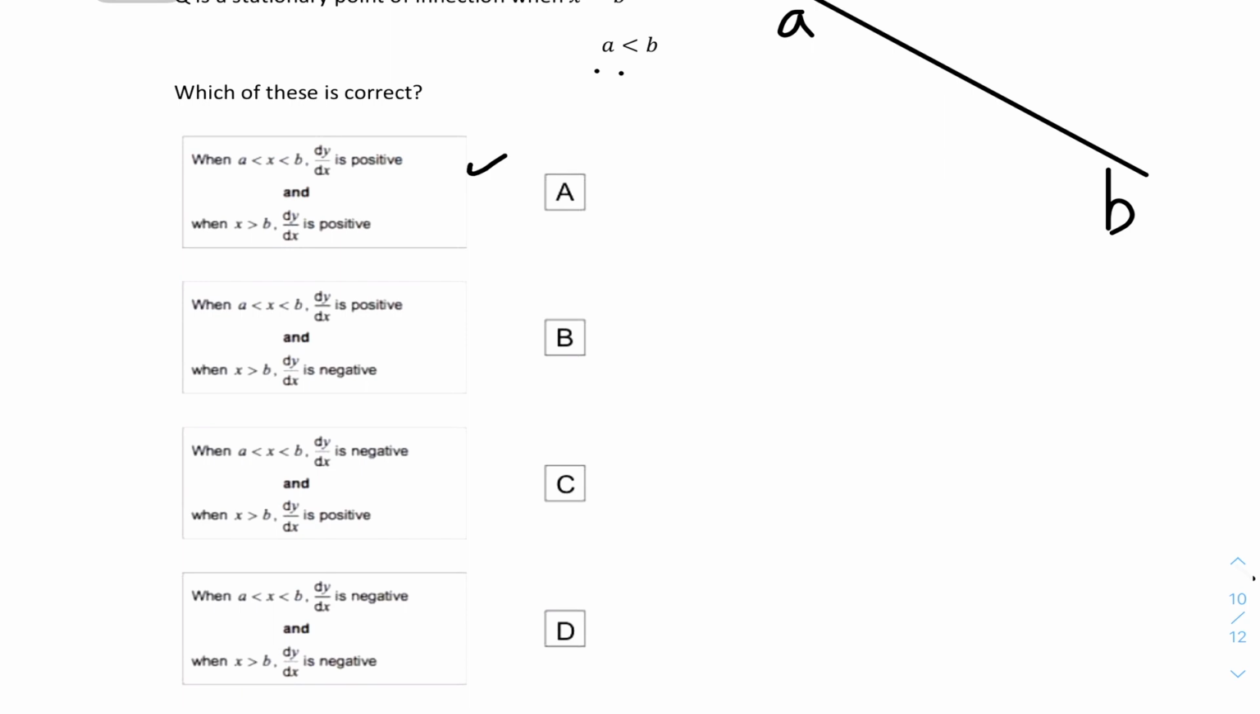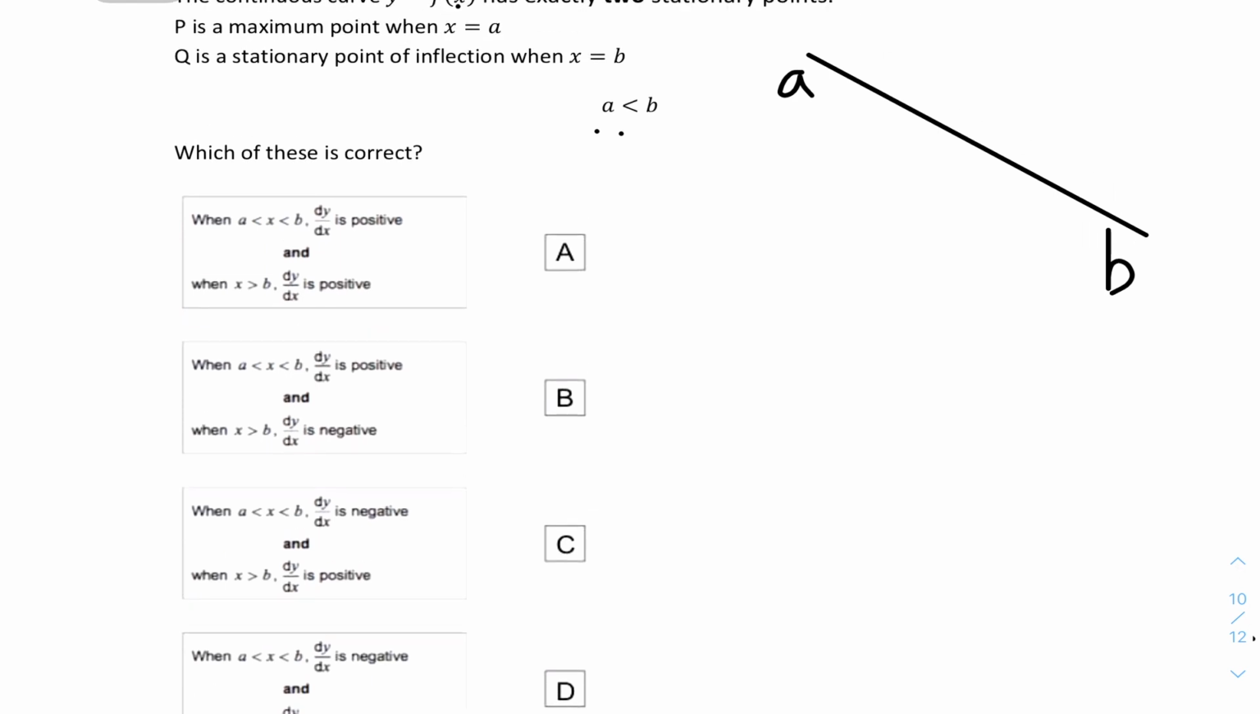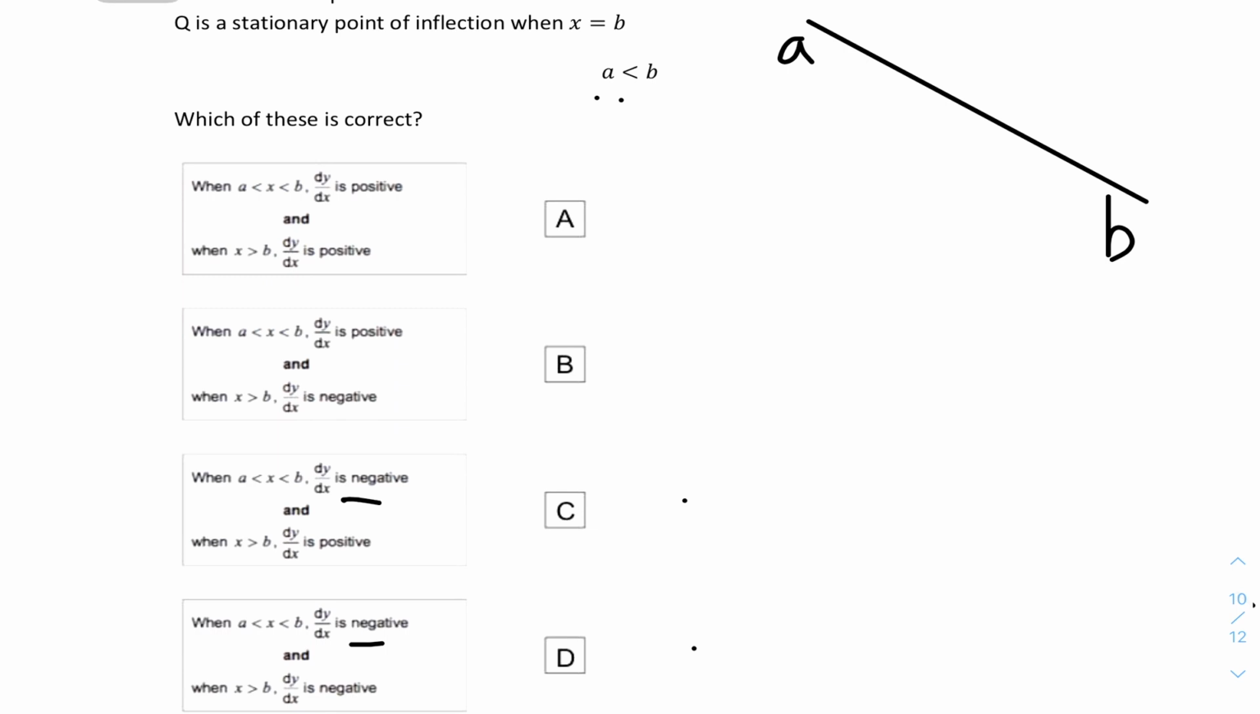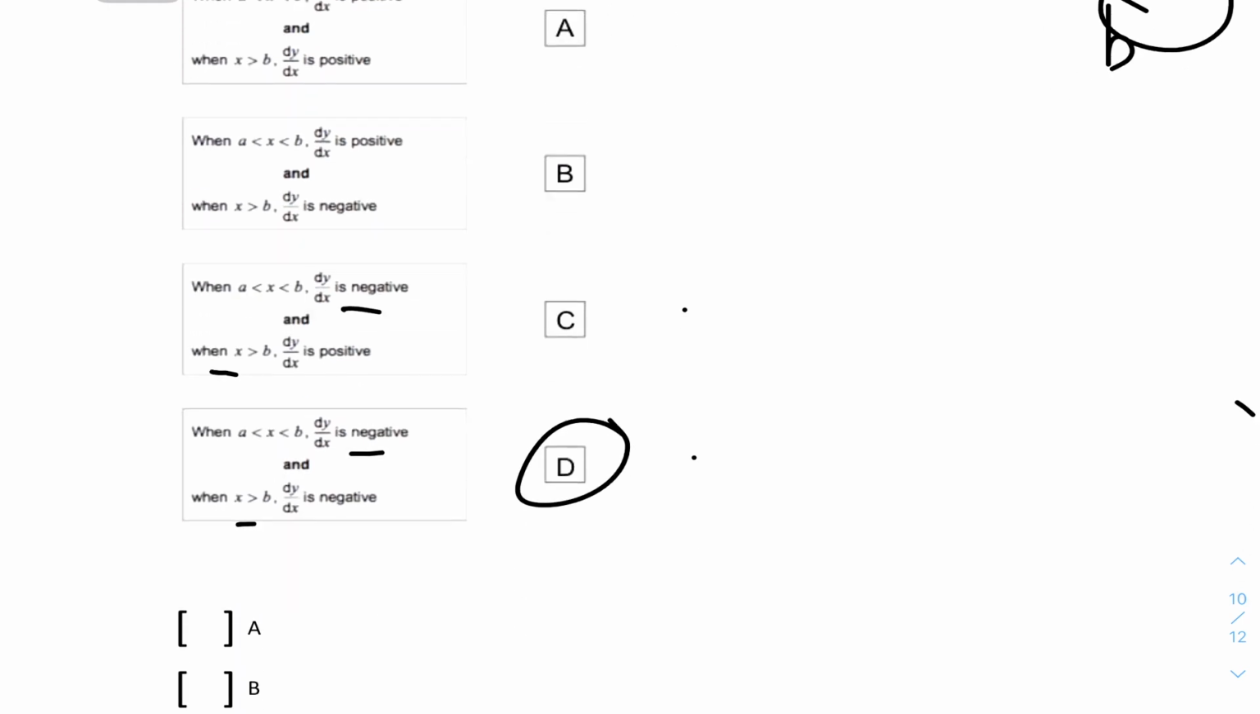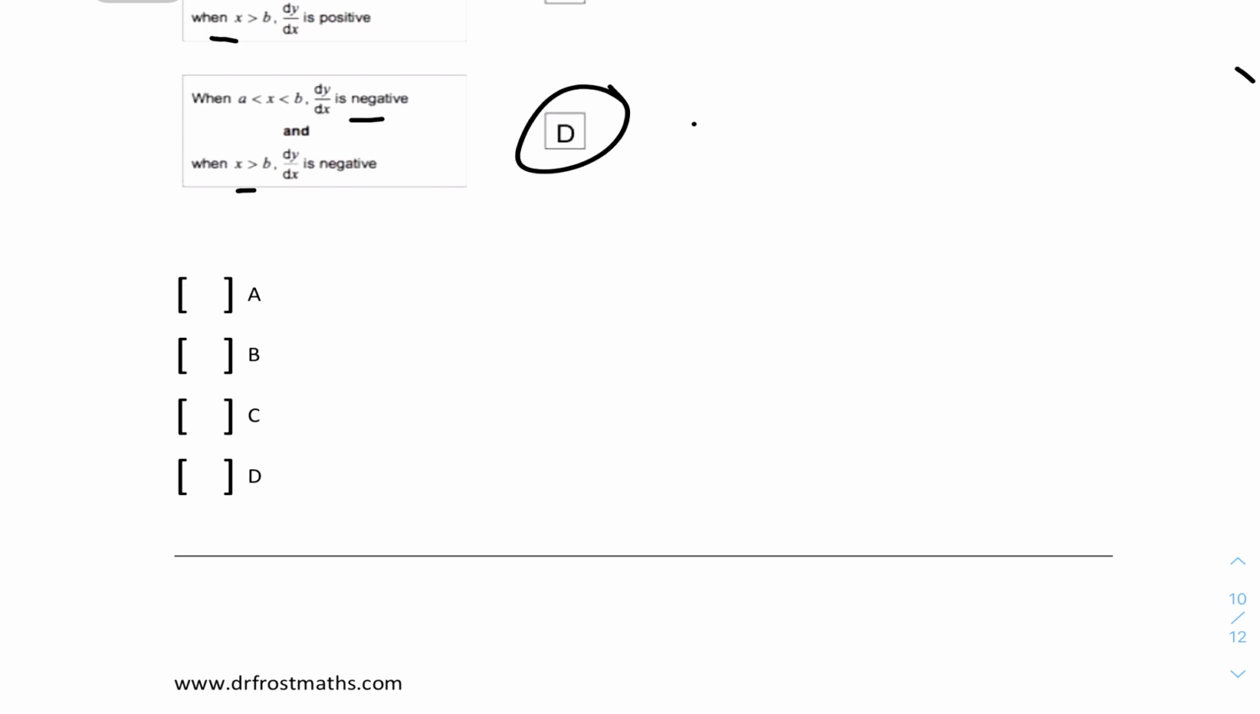So number 1, a, right? When a is less than x, less than b, the dy over dx is positive. And we know that this is not the case because you can see the gradient is clearly decreasing. So we'll shortlist to C and D. They're both negative, so we'll look at the second response. When x is bigger than b, dy over dx is positive or negative? Let's have a look. So this right here is clearly negative, right? So the answer is just D. So the correct answer is D, like so.